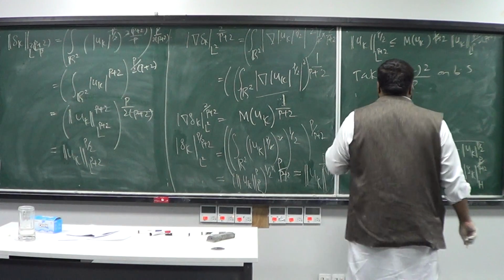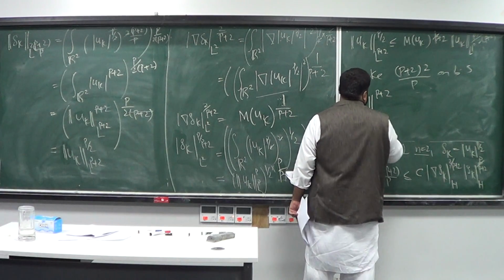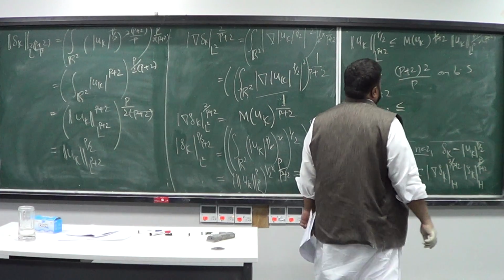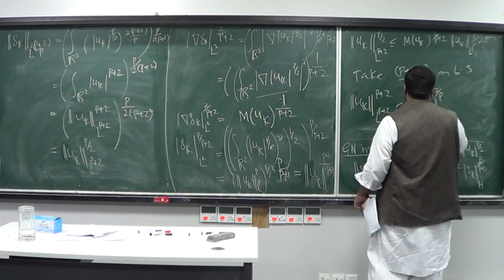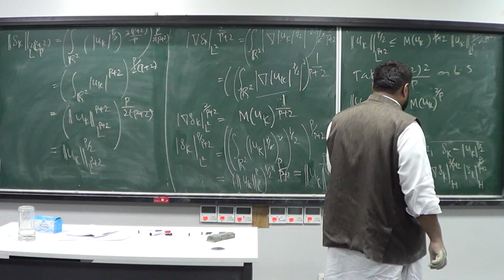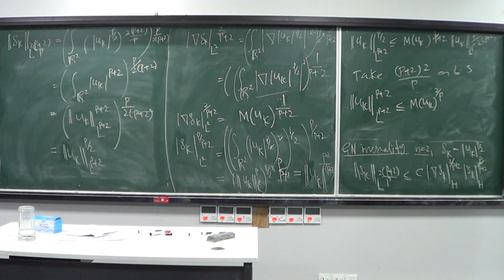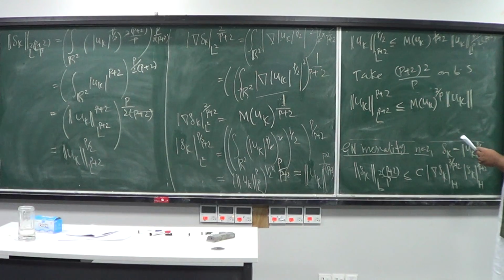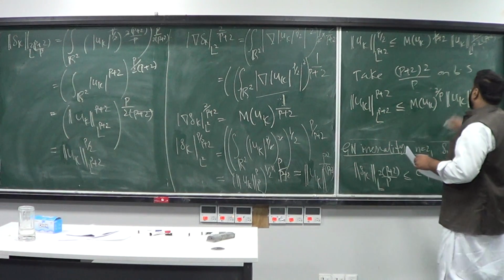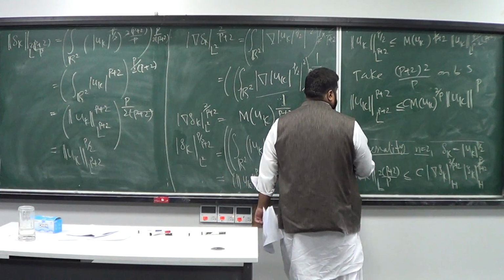Okay, so what are you going to get? You're going to get the L^{p+2} norm of u_k raised to p plus 2, and m of u_k raised to 2 over p. I hope I have got it correctly. And if I take power p plus 2 times 2 over p, what is going to remain is u_k raised to power p, and obviously the constant c. So this is what you're going to get from the Gagliardo-Nirenberg inequality. Alright.